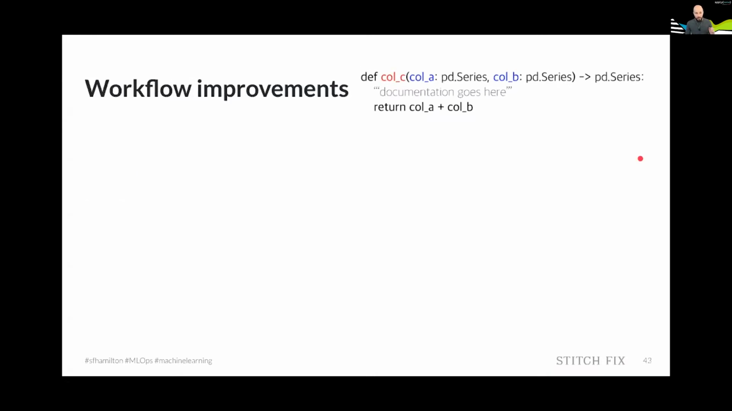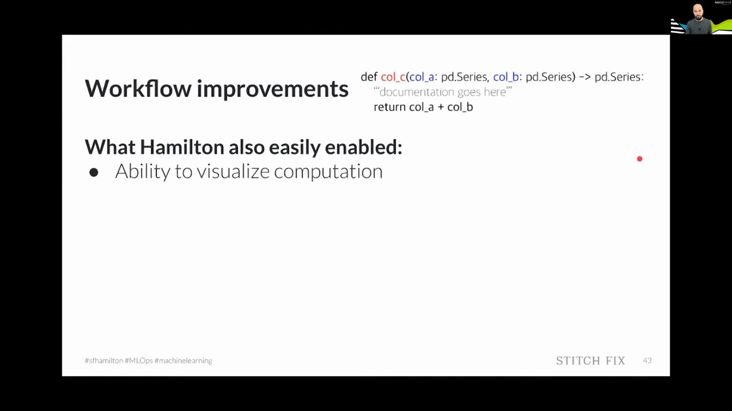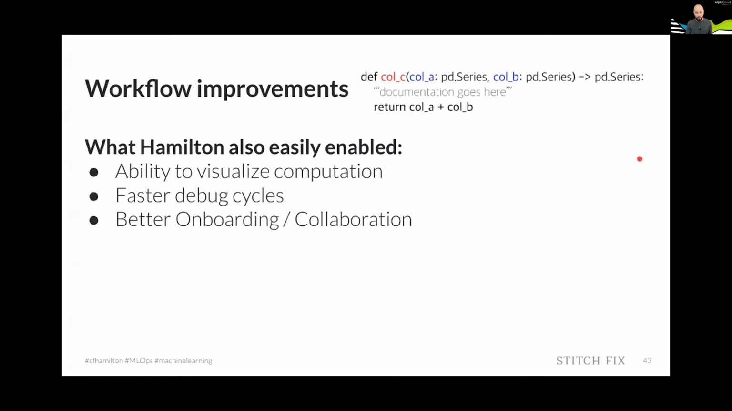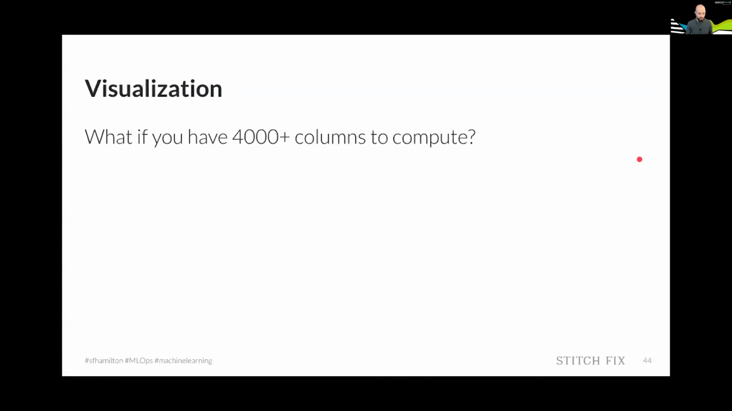In terms of the workflow side, by writing these Hamilton functions, Hamilton also enabled the team to easily visualize computation, faster debug cycles, a better onboarding and collaboration experience, and as a bonus, a central feature definition store. From the visualization front, they have a data frame with 4,000 plus columns. How do you think about it? How do you visualize it? How do you explain to someone what's going on?